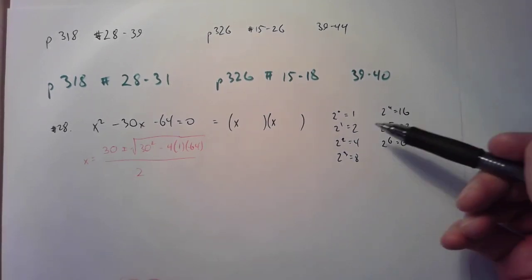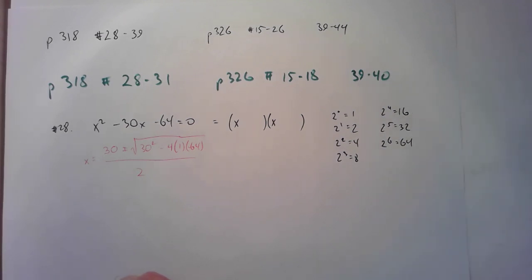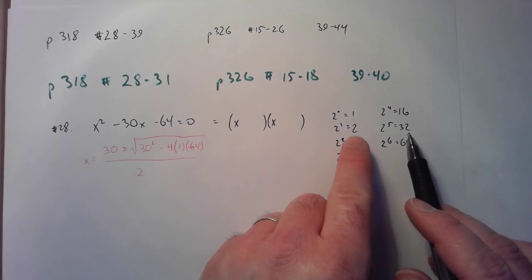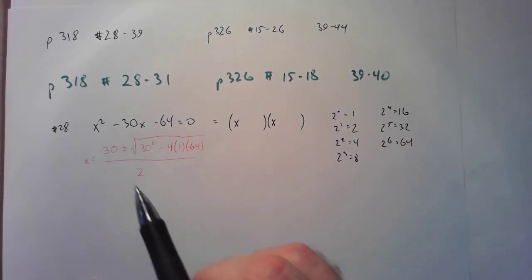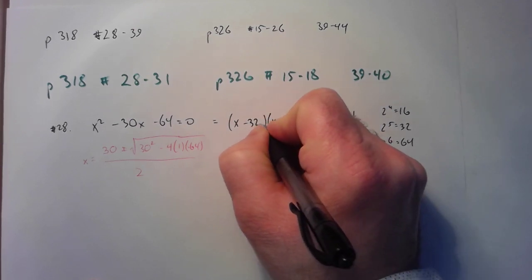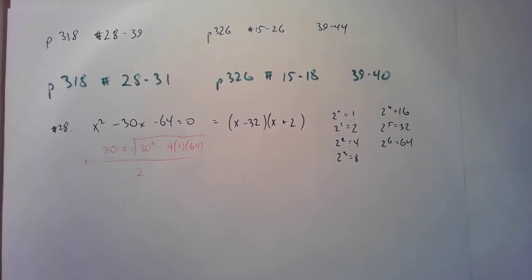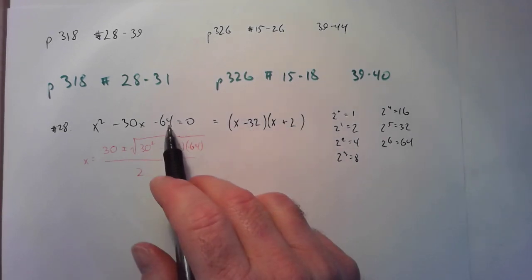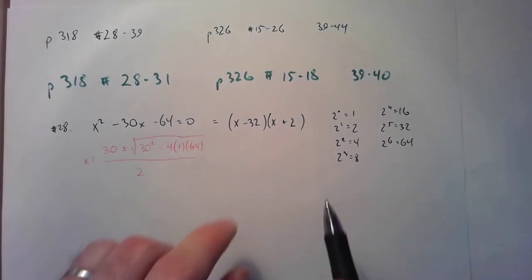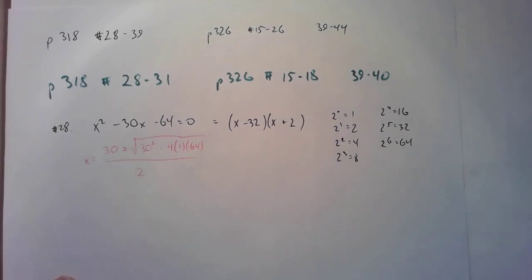So basically, are there any two numbers here which either add or subtract to make 30? And the answer is yes. We got 2 and 32. So if this were minus 32 plus 2, minus 32 and plus 2 multiply to make negative 64. Minus 32 plus 2 equals negative 30. That's a great way to do it.